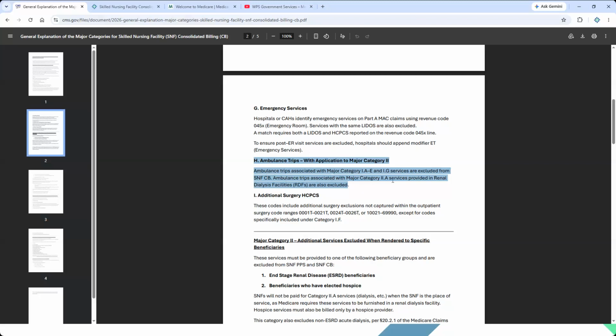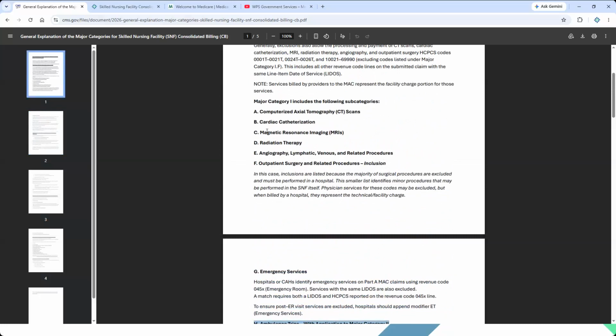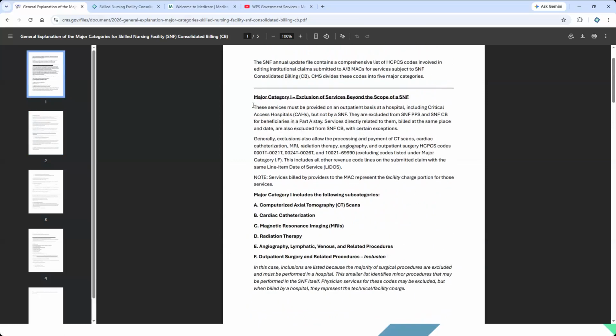Major category 2A is provided in the renal dialysis facility. So it says, hey, end-stage renal disease beneficiary, and whether or not that service is. These ambulance trips, if they don't meet the criteria for any of the other ones by procedure code at the destination, would then be included. So if we go back up here, let's just say it's an MRI and you get the MRI code from the destination. Now you have to determine whether that MRI is included. Okay, so does it start right here at the beginning? Is it in a hospital or critical access hospital?